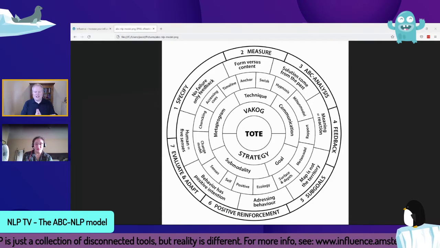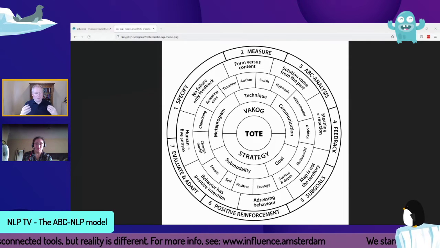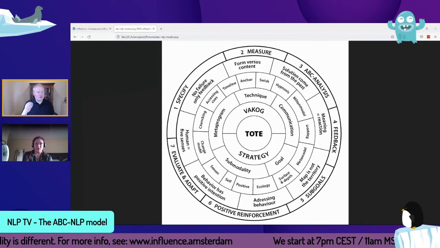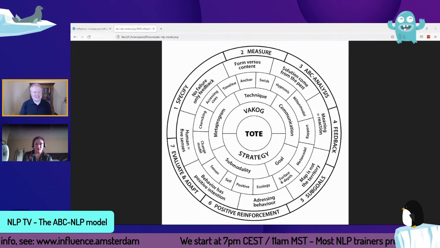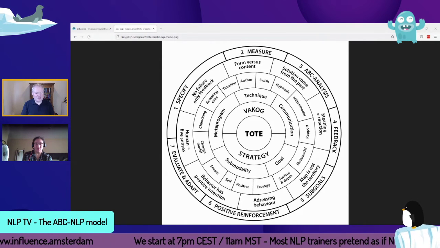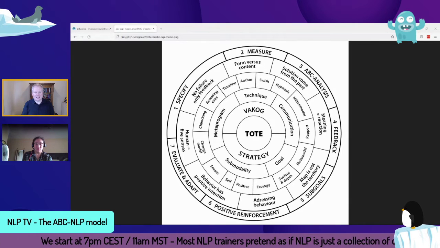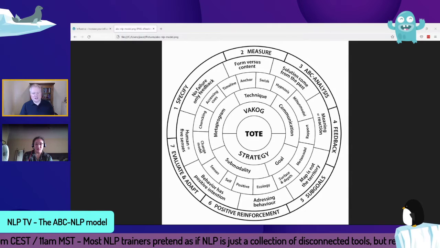Because in NLP, we go by the idea that at some point in your life you had positive experiences, and if only you could reproduce the code that produced those positive experiences, then you can have those positive experiences now and in the future. And that means that every person carries around his or her own solutions.